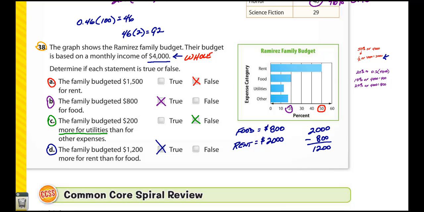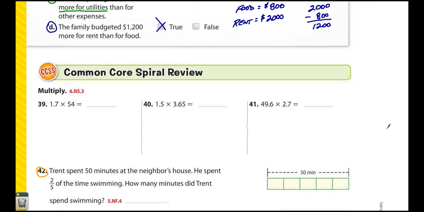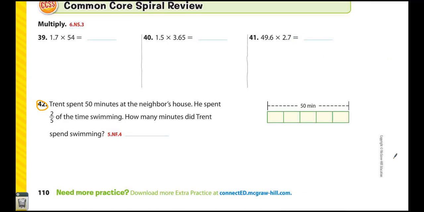All right. Using our horse race idea, we are at the finish line. Here comes the last one. All right, number 42. Trent spent 50 minutes at the neighbor's house. He spent 2/5 of the time swimming. How many minutes did Trent spend swimming?